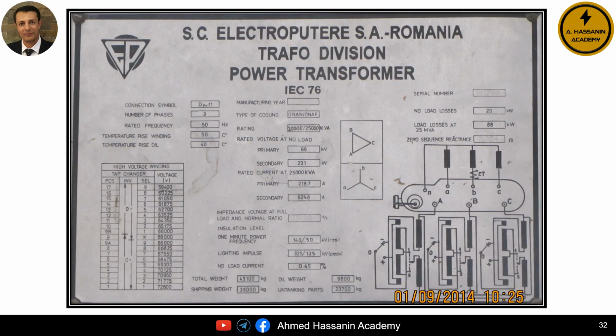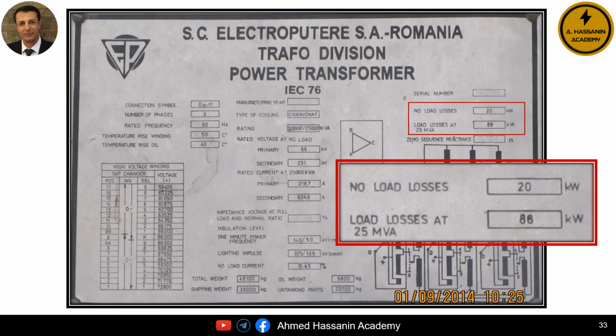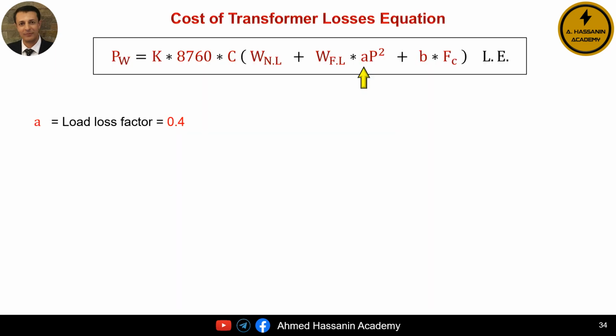We see in front of us the nameplate data of a transformer with a rating of 25 megavolt amperes. Of course, through it, we can obtain the no-load losses and the full load losses. As for the symbol A, it represents the load loss factor, and its value is 0.4. However, D represents the peak load in per unit, and its value is 1.1.